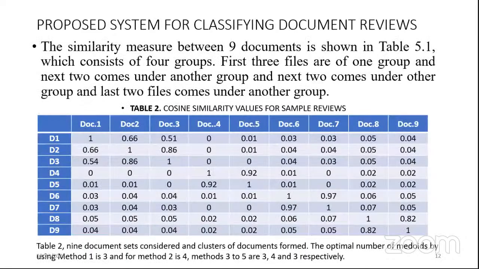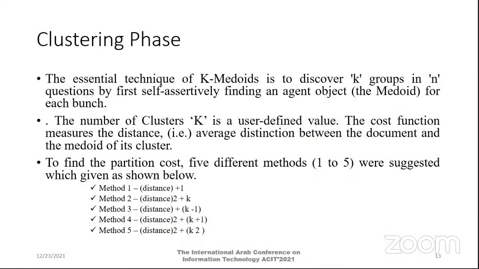So from this, we are going to get what we proposed in the documents. We collected 9 documents, which are shown in the table. We classify the documents into 3 files in one group. So files come under each group. After making these groups, we are going to cluster in the next step.